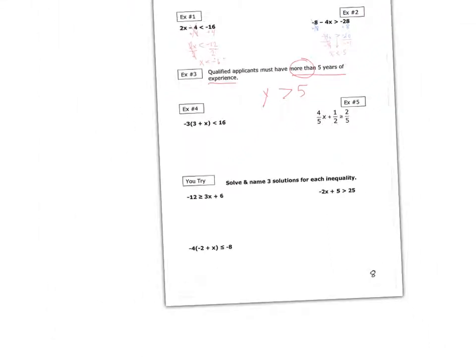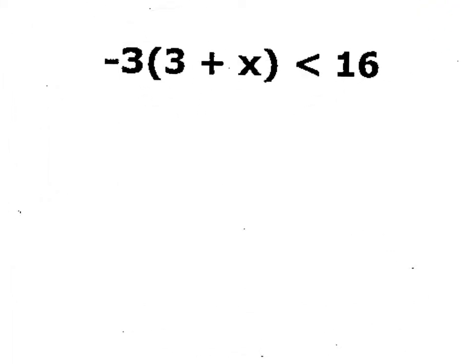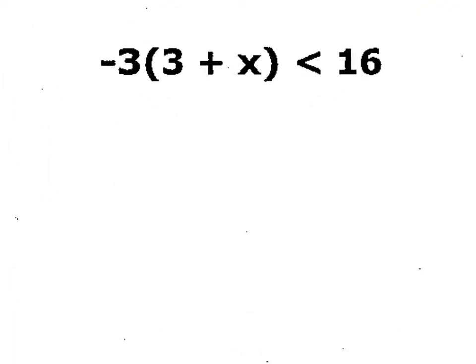All right, let's try a few more types here. This type shows a lot of different steps. We have to distribute. Remember, distribute means you multiply everything on the outside by everything on the inside. Negative 3 times 3 gives us negative 9, and then negative 3 times x gives us negative 3x. And then we just have less than 16.